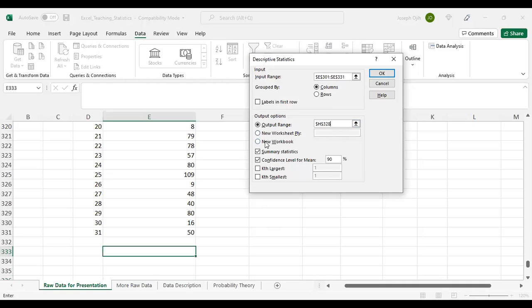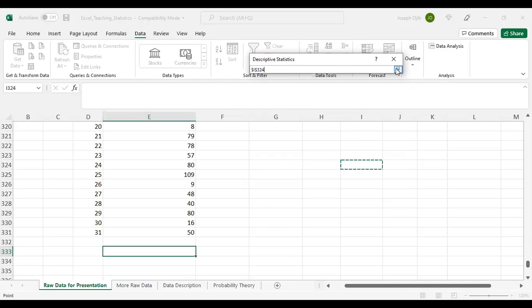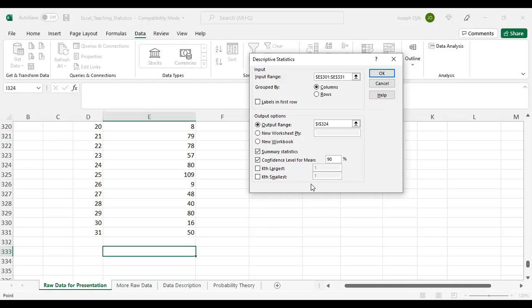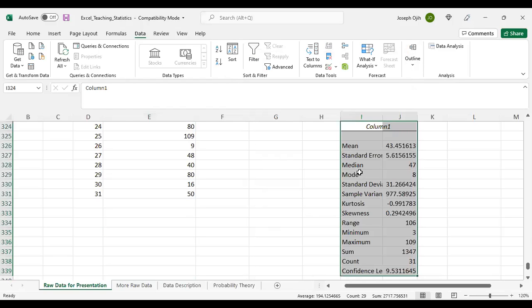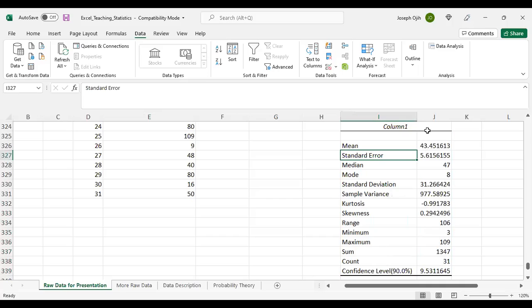Okay, then summary statistics, then check confidence interval, and then choose 90. Remember. So I'll put it on this one. Output range. I want to put it on the side this time. Okay. Now, once you put all these things, click OK. See, you put everything here. Now I can see everything is there. Put this on the side.